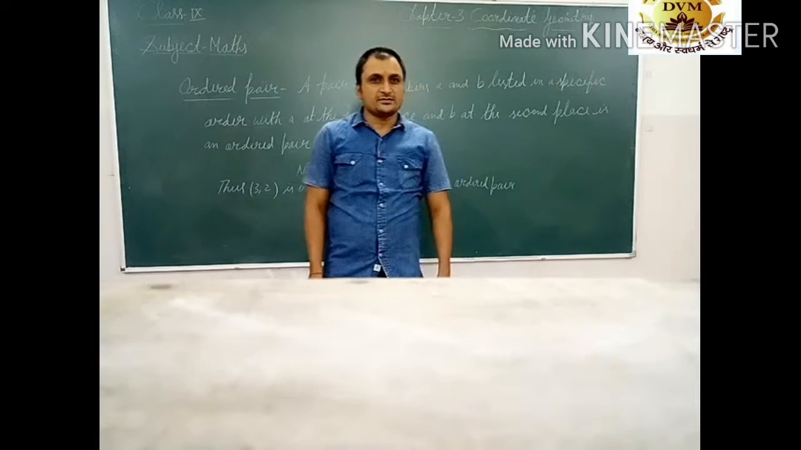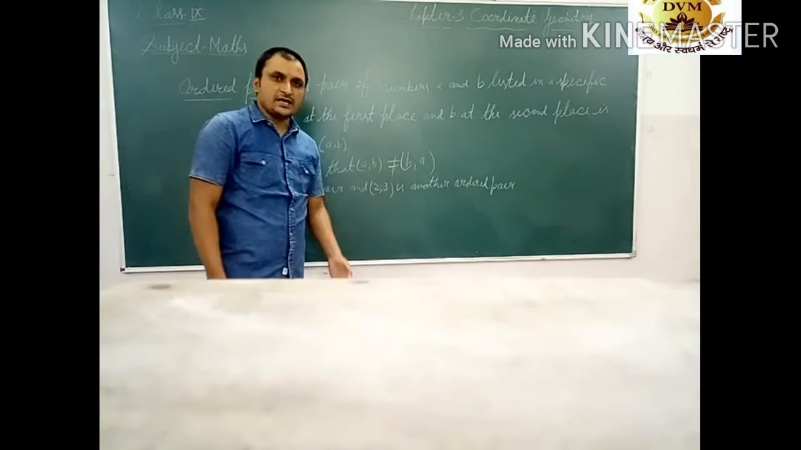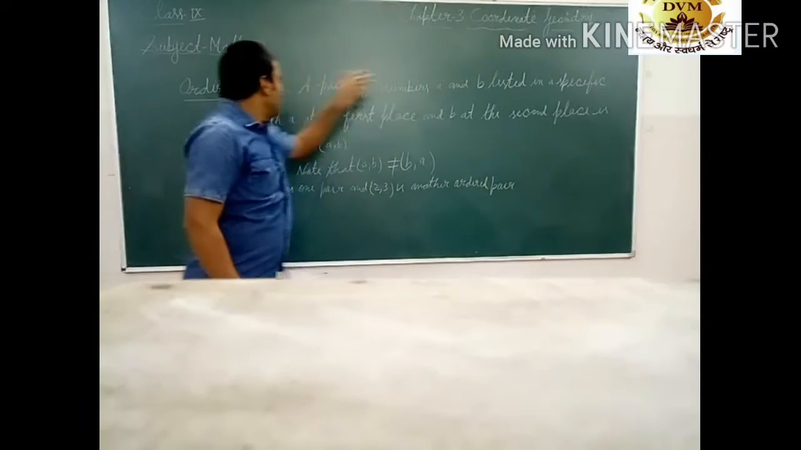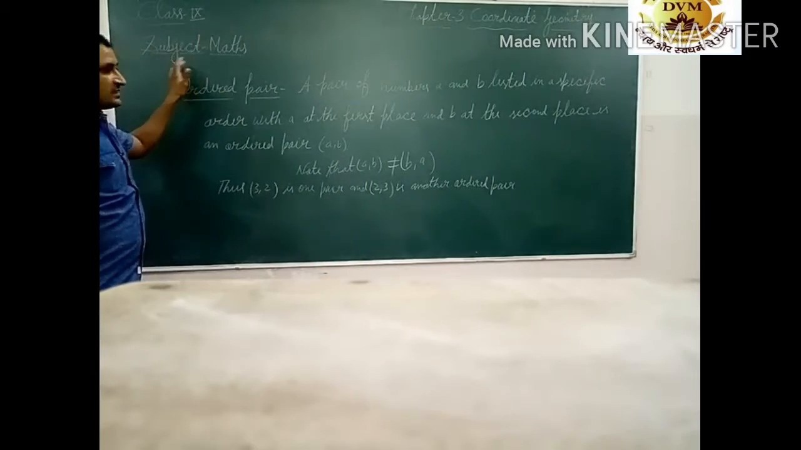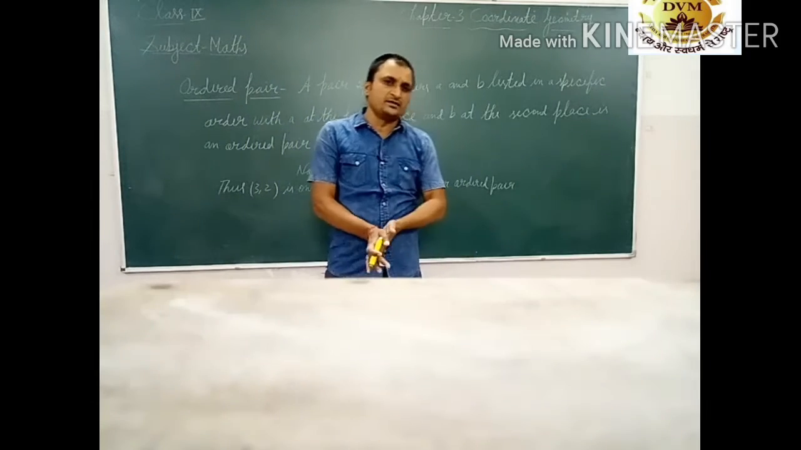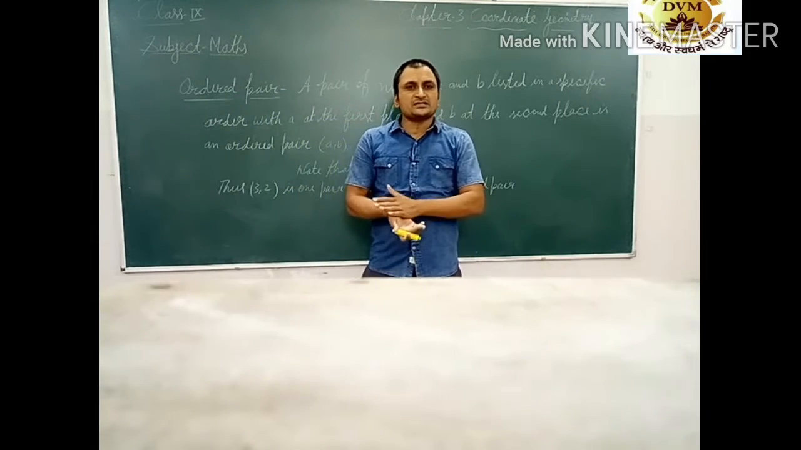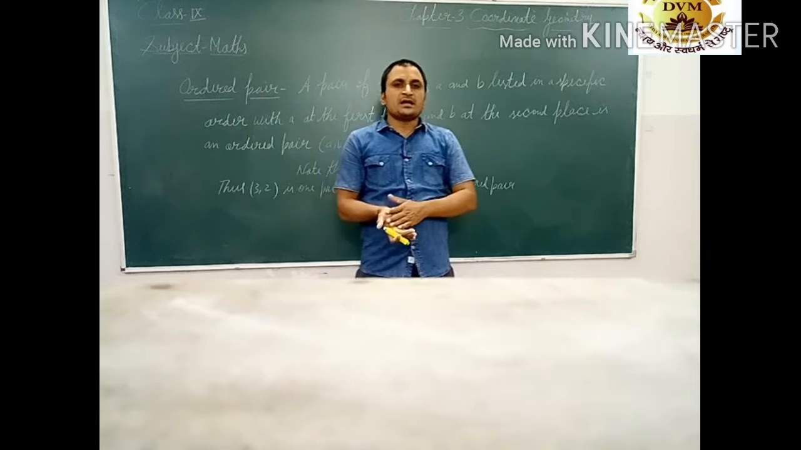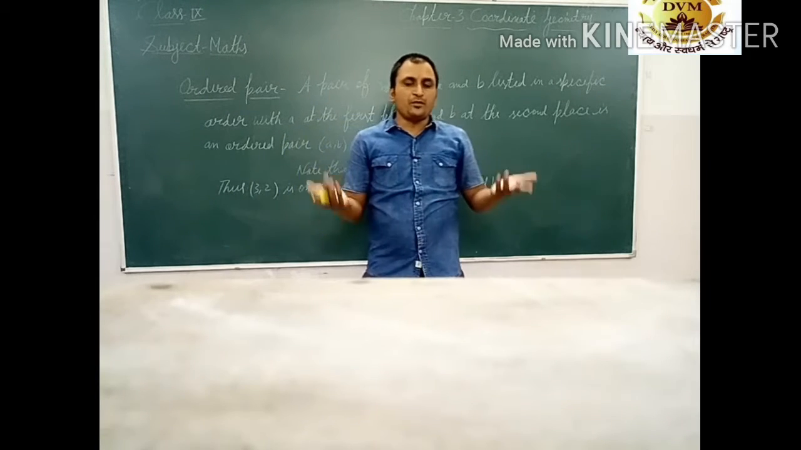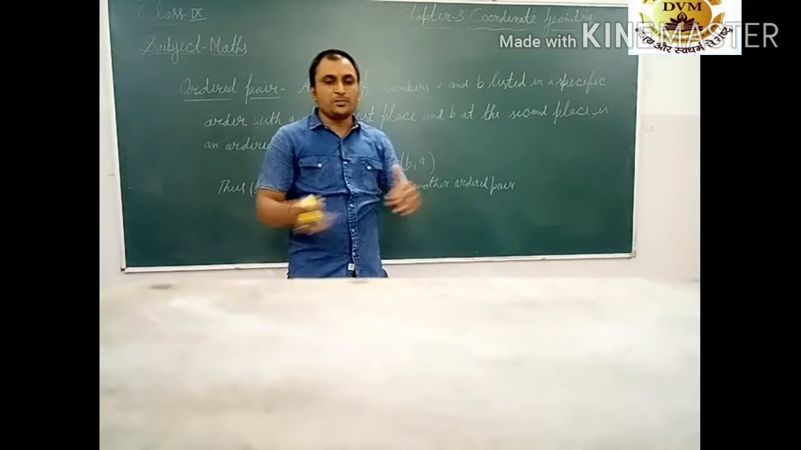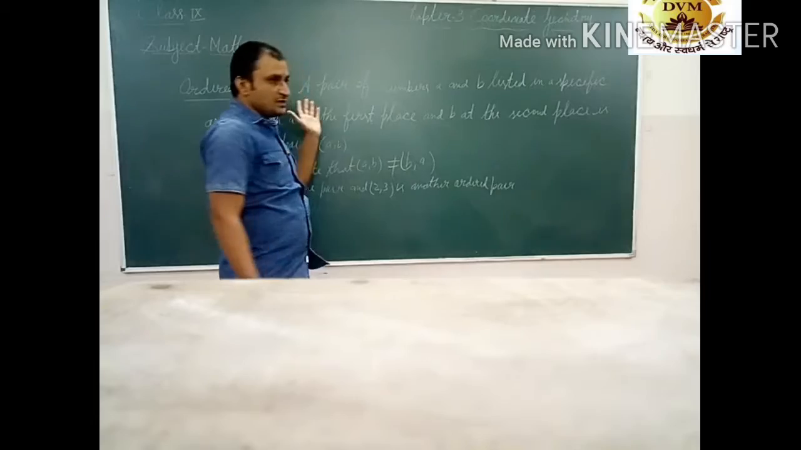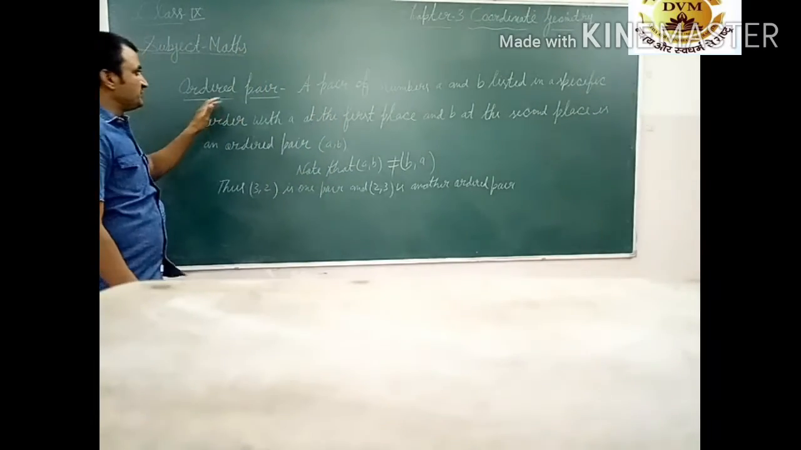Hello students, today I will discuss chapter 3, coordinate geometry, for class 9 maths. In this chapter we will study some points. First is the introduction, second is the Cartesian system, and third is how to plot a point in a plane. So firstly we will discuss what is an ordered pair.